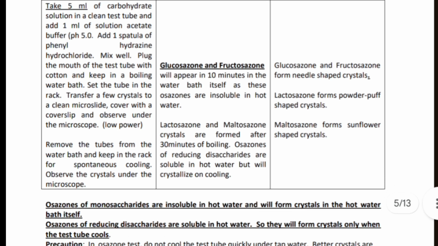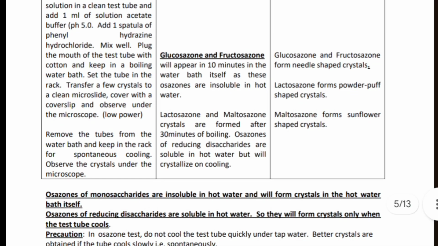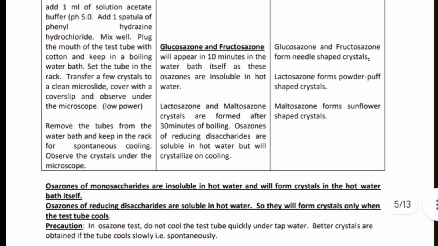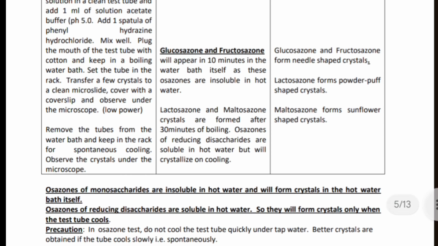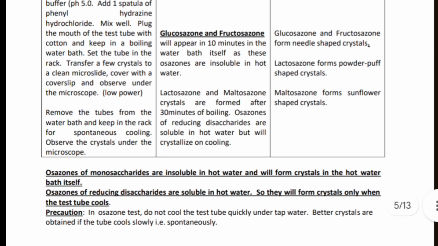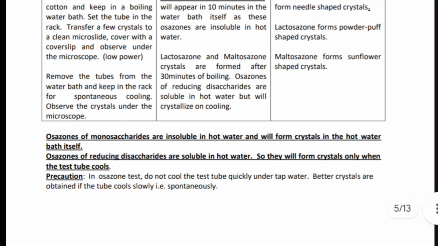Next, coming to Osazone test, usually we don't perform this test, but you'll have to know it from a viva point of view. In Osazone test, you take 5 ml of carbohydrate solution in a clean test tube, add 1 ml of acetate buffer and phenylhydrazine hydrochloride, and then after all of this, you just take that crystal and observe it.